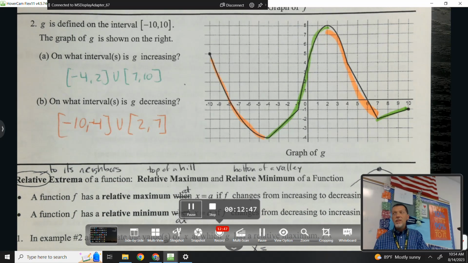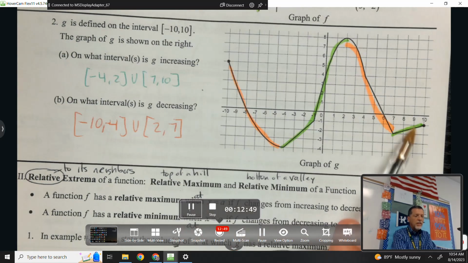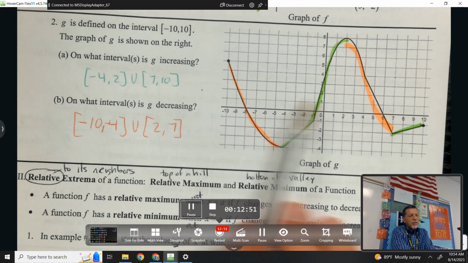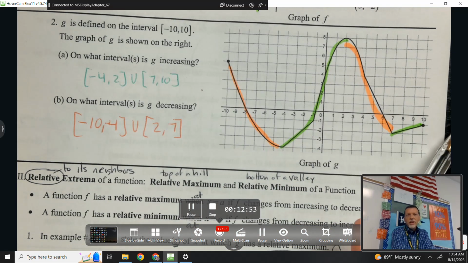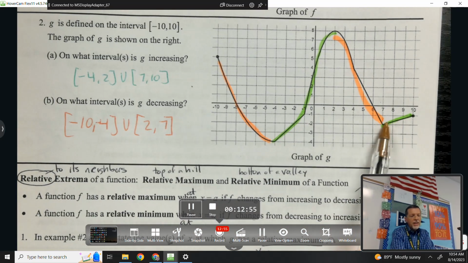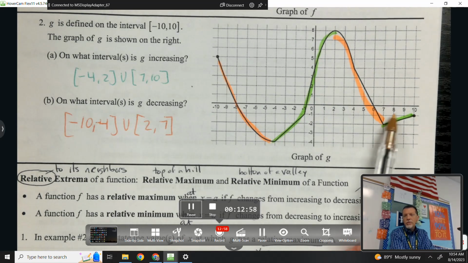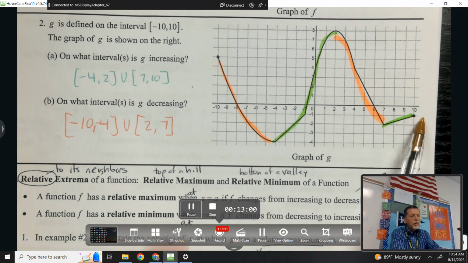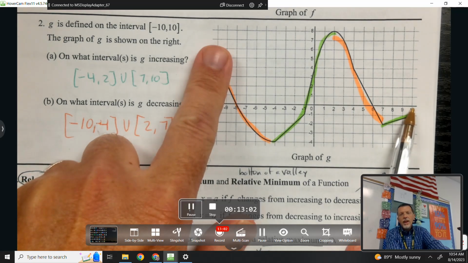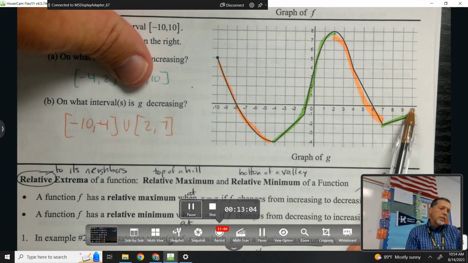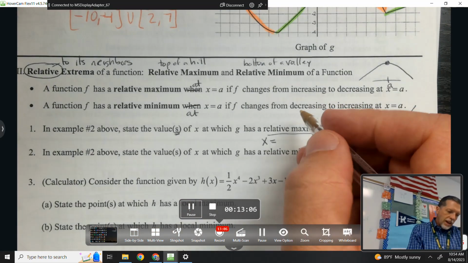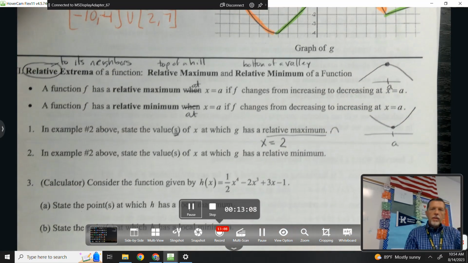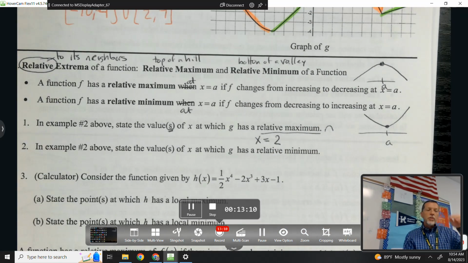1, okay? These endpoints, they look like they might be relative max, but you don't know what the neighbors are doing. Or better said, you're increasing, but you don't know if you changed to decreasing. So those endpoints can't count as relative maximums or minimums. So x equals 2 is the only maximum.